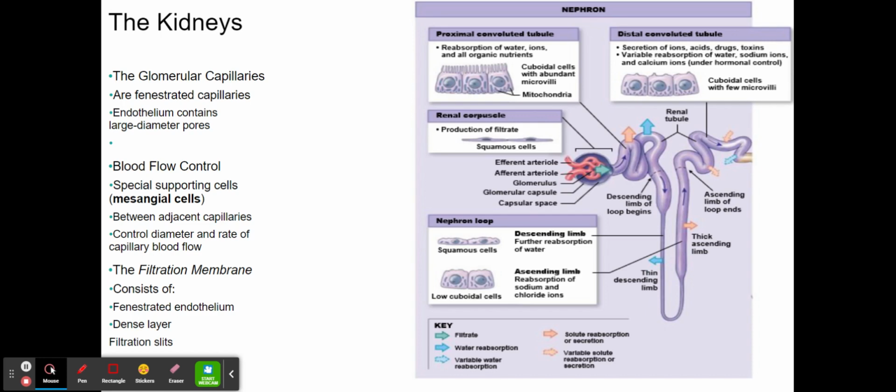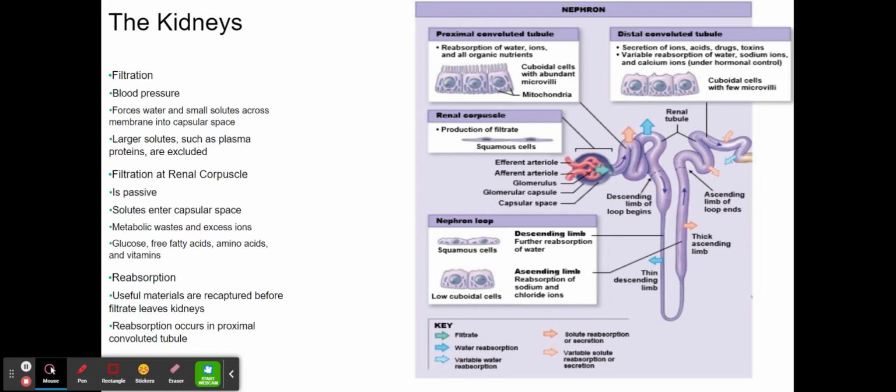The glomerular capillaries are fenestrated capillaries. That is, their endothelium contains large diameter pores. And the dense layers differ from that found in the basement membrane of other capillary networks in that many encircle more than one capillary. Together, the fenestrated endothelium, the dense layer, and the filtration slits form the filtration membrane. During filtration, blood pressure forces water and small solutes across this membrane and into the capsular space. The large solutes, especially plasma proteins, do not pass through.